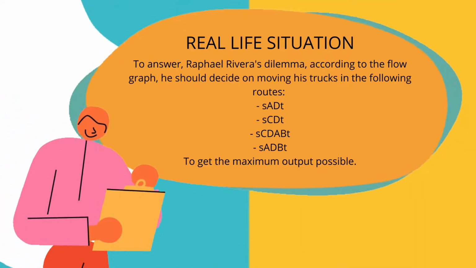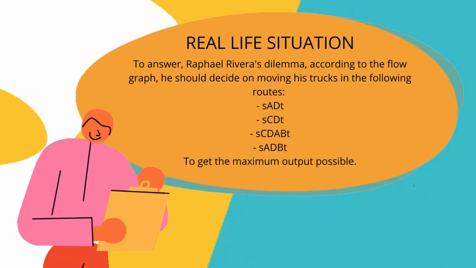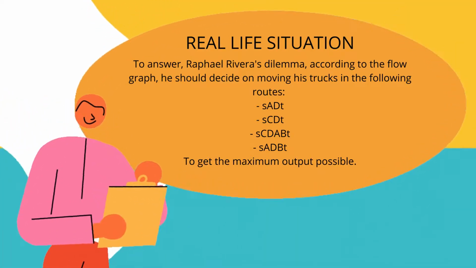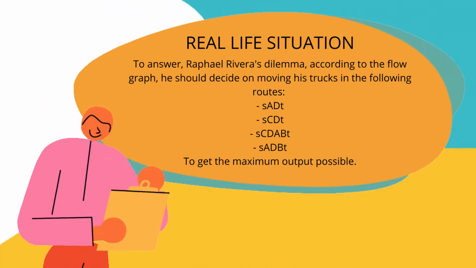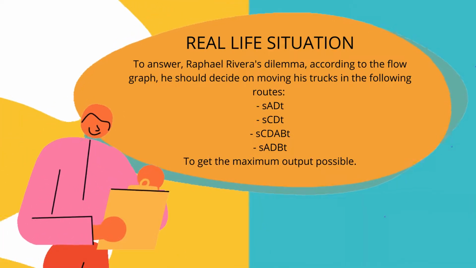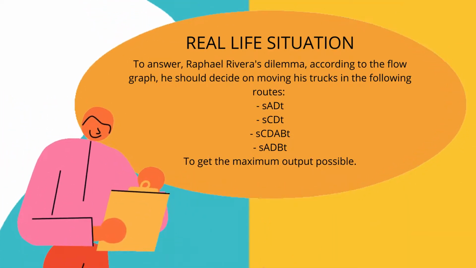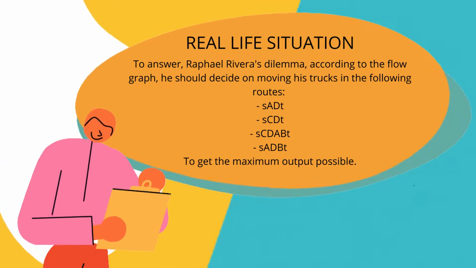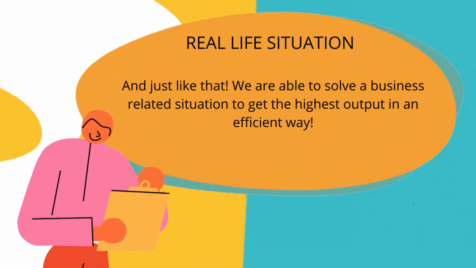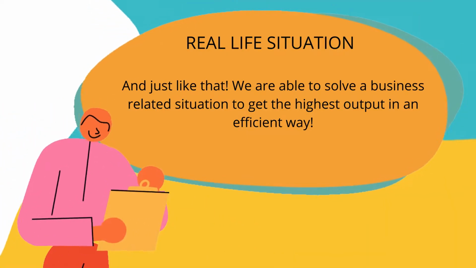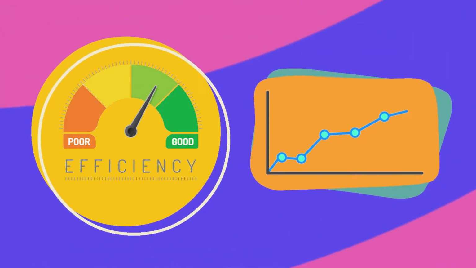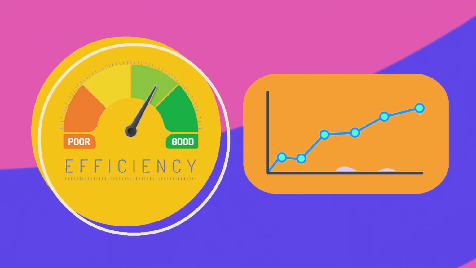To answer Rafael Rivera's dilemma, according to the flow graph, he should decide on moving his trucks in the following routes: S, A, D, and T; S, C, D, and T; S, C, D, A, B, T; and S, A, D, B, T to get the maximum output possible. And just like that, we are able to solve a business-related situation to get the highest output in an efficient way.